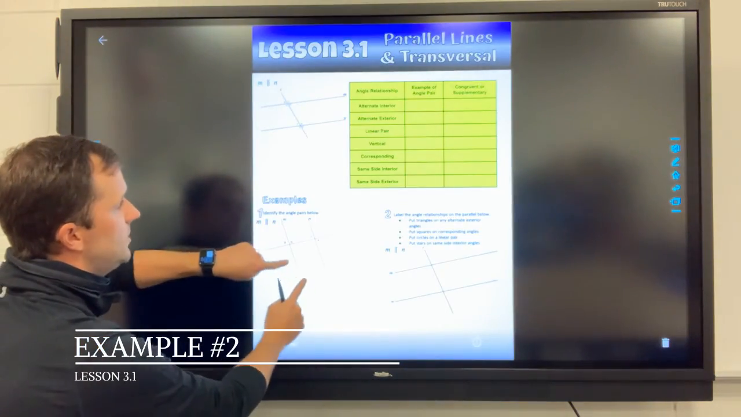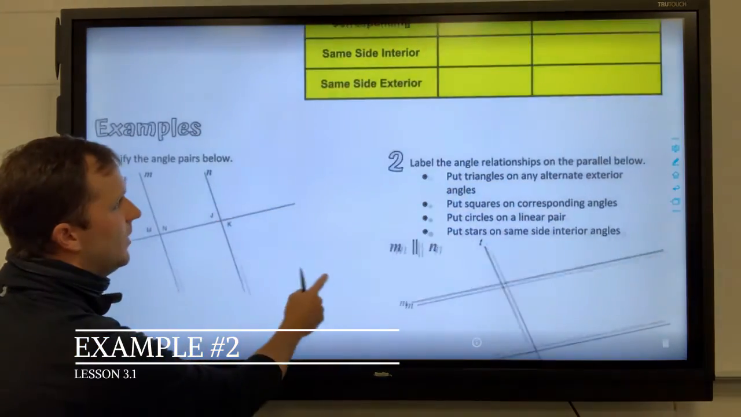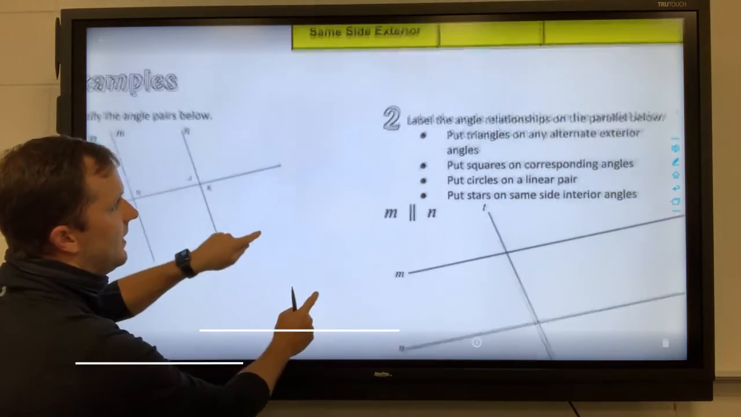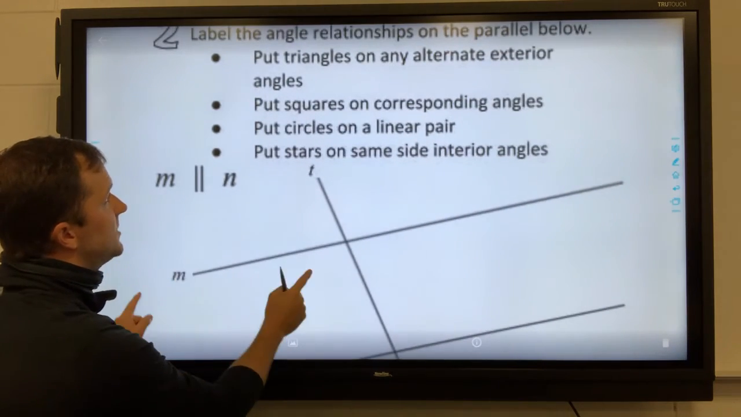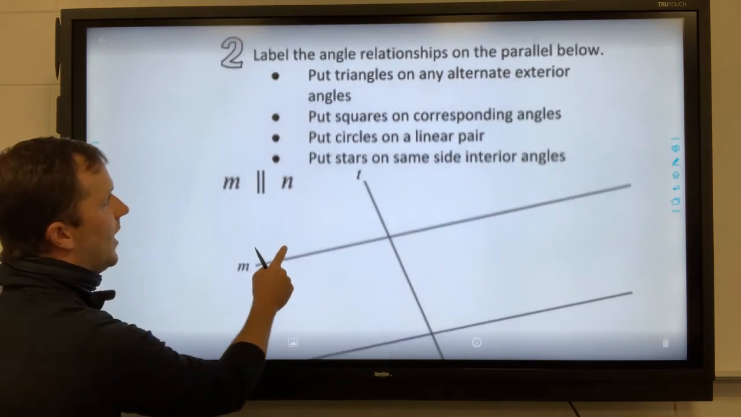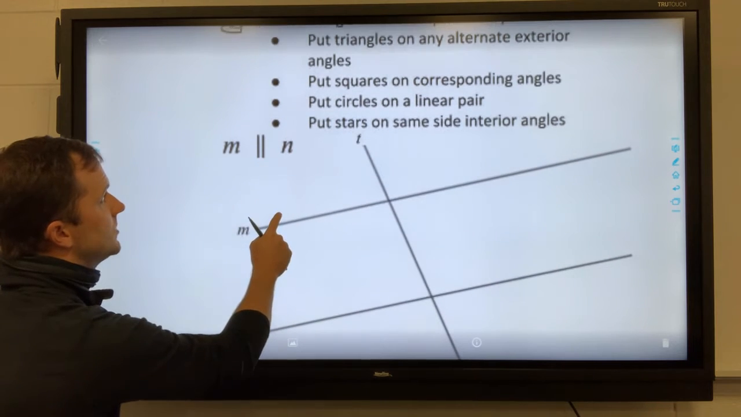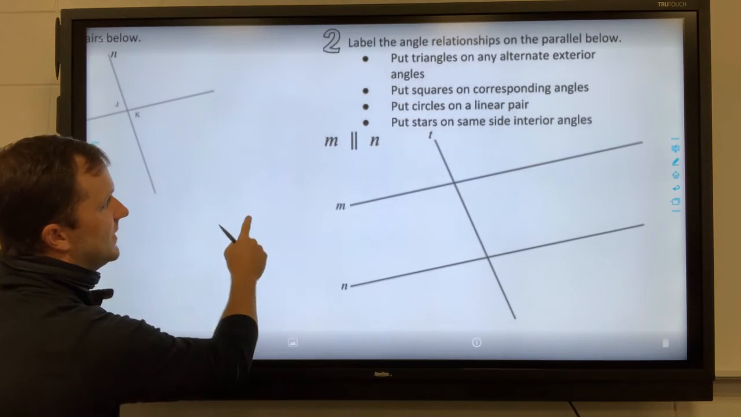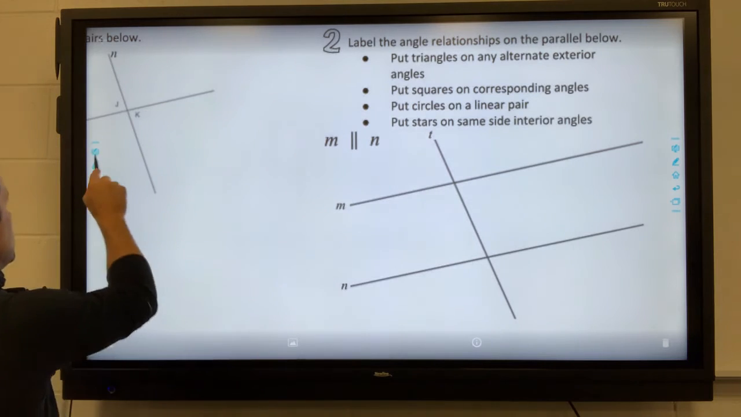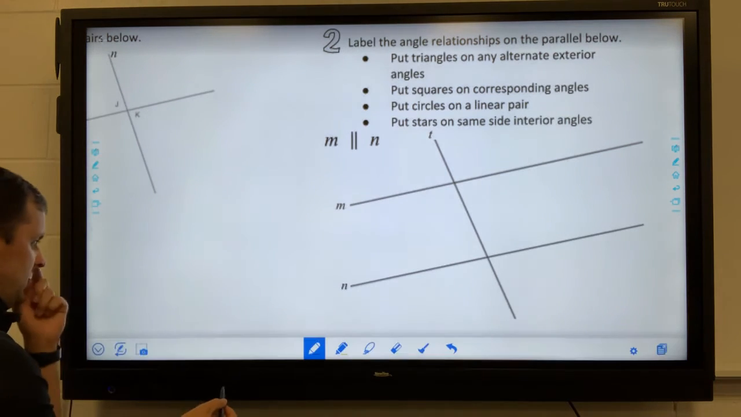All right, so now let's look at example number 2. On example number 2, it says label the angle relationships on the parallel lines below. Put triangles on any alternate exterior angles, put squares on corresponding angles, put circles on linear pairs, put stars on the same side interior angles. All right, so let's go and do this. I'm gonna do this in different colors.